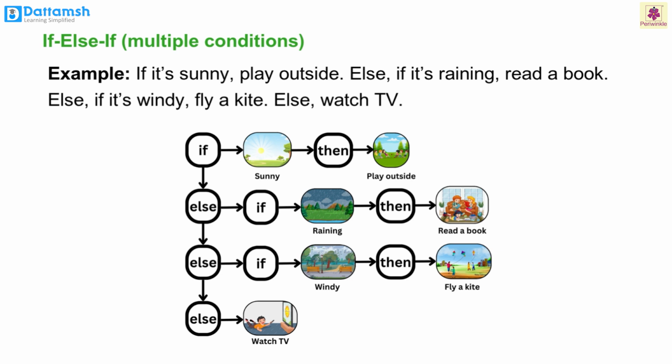If true, it's sunny, then play outside. If the first condition is false, but the second condition is true, it's raining, then read a book. If both are false, but the third condition is true, it's windy, then fly a kite. If all conditions are false, else watch TV.